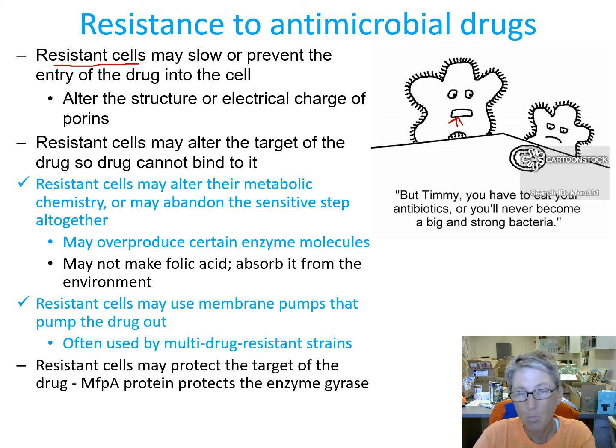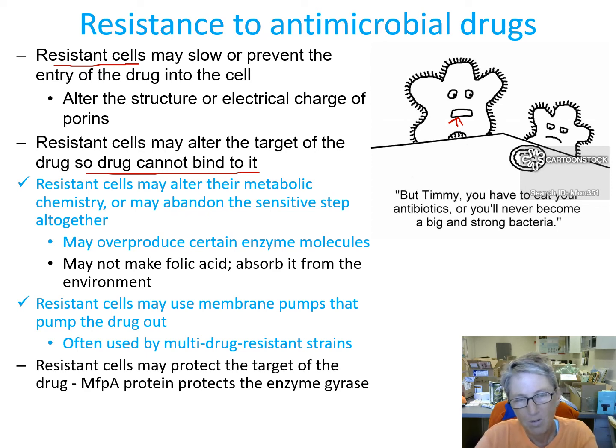Resistant cells may alter the target of the drug so the drug can't bind to it. If I'm a resistant bacterial cell and I have some piece on my bacterial cell wall that the drug can bind to, it may be the case that I alter it. I don't do it consciously, obviously, but the DNA and the protein could be in place that I put a mechanism on my cell wall that will alter the drug so that it can't bind to my cell wall, and then it can't kill me.